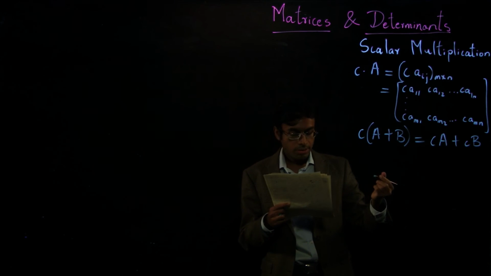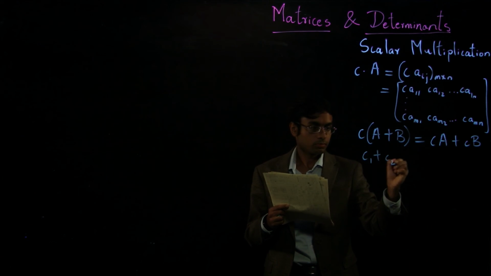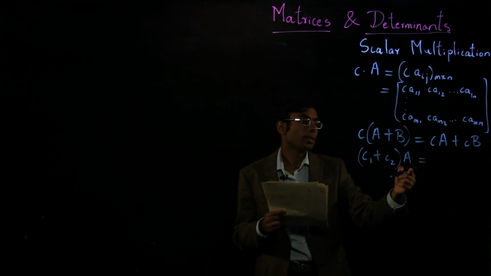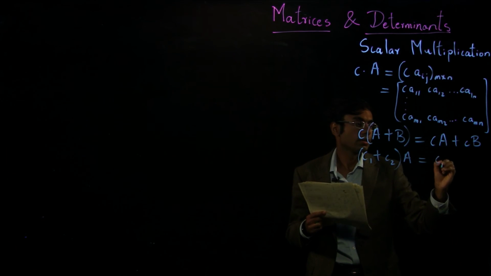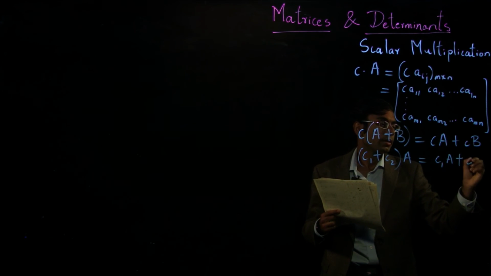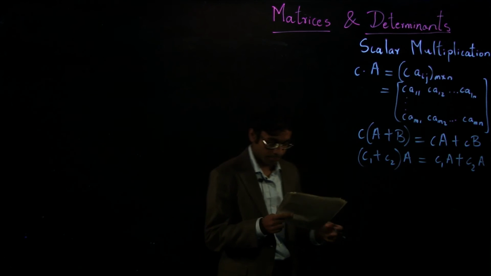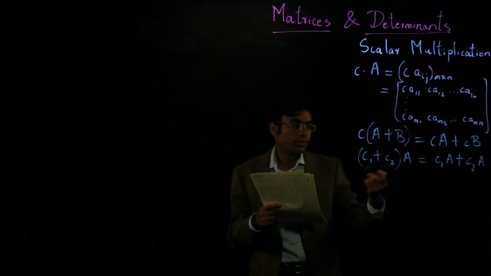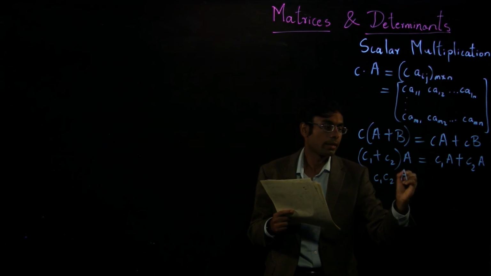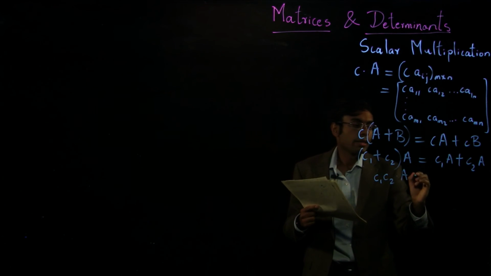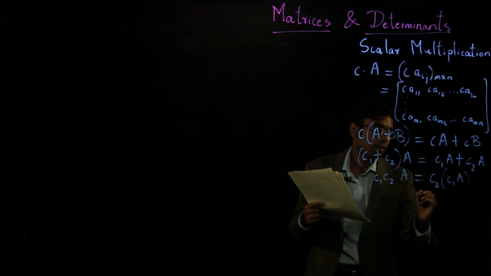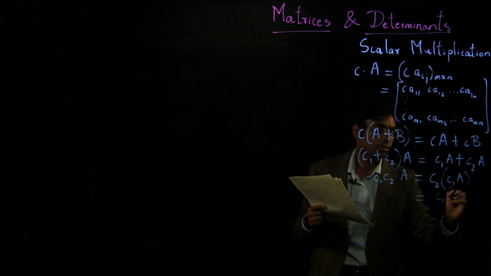If you have two constants C1 and C2, then adding these two and multiplying by A would have the same effect as pre-multiplying A by C1, pre-multiplying it by C2 and then adding them together. And if you are multiplying two scalars C1 and C2 and then multiplying the matrix A by it, then the order doesn't really matter. You could do C2 times C1 times A, or C1 times C2 times A.